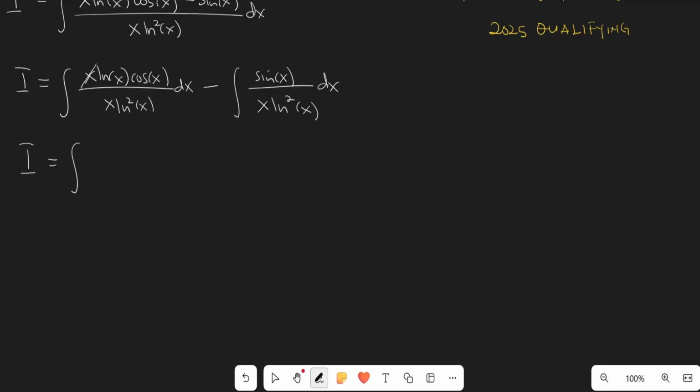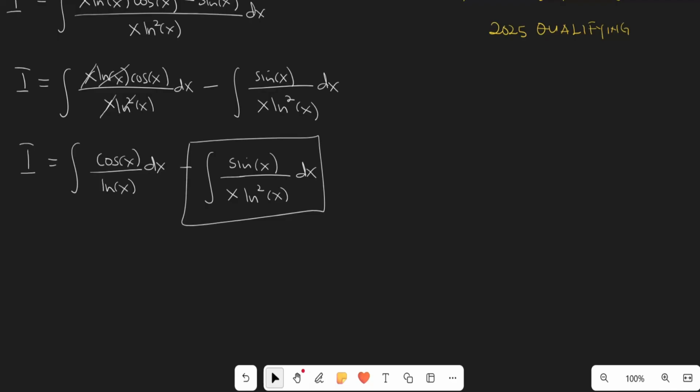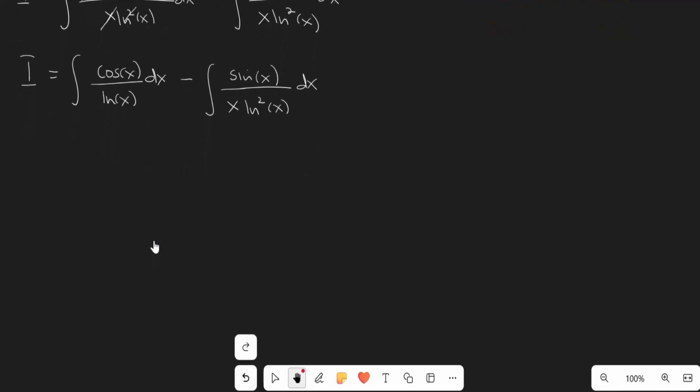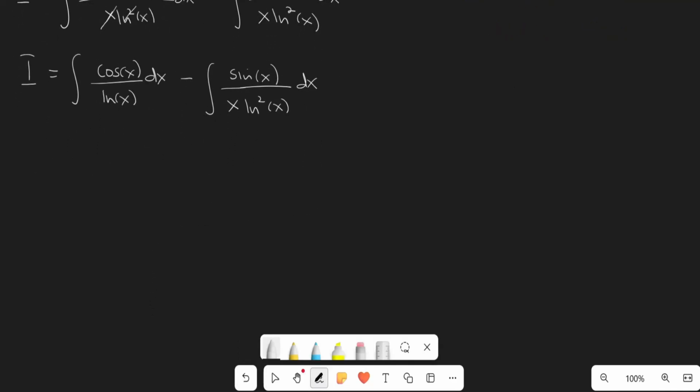See that x here will cancel x, and then ln of x is going to cancel one ln of x, leaving cosine of x at the numerator divided by ln of x dx, minus the integral of sine of x divided by x ln squared of x dx. I am going to use integration by parts for the second one, so let's do that here.